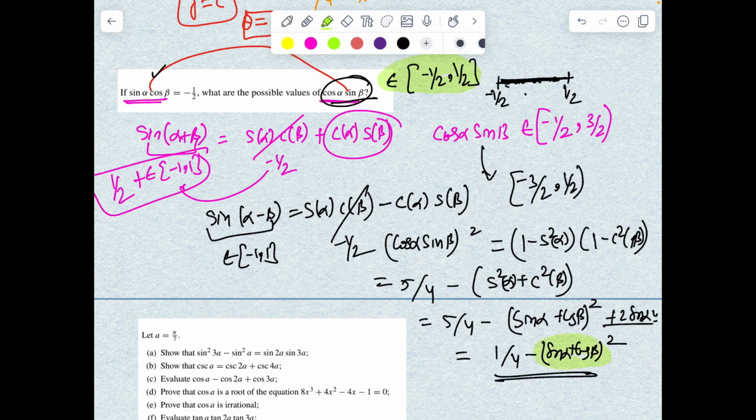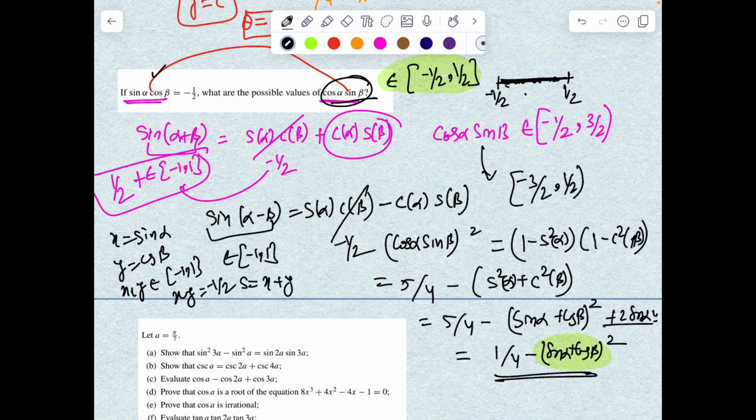Now by taking the range of sin alpha cos beta, if you want, it can still be done. So you take x equals sin alpha and y equals, suppose, cos beta. So xy definitely belongs to minus 1 to 1 and xy equals minus half. So if you consider the range of x plus y, let's call the sum s, okay.